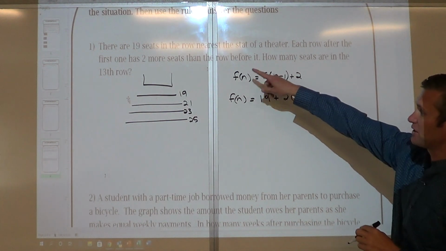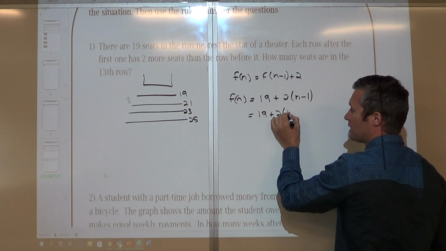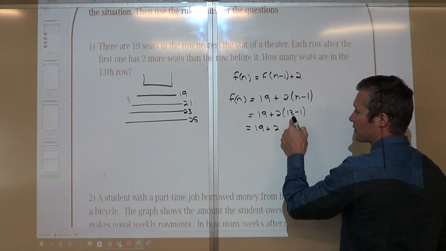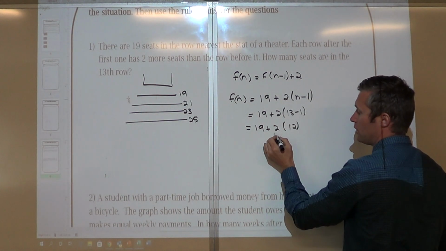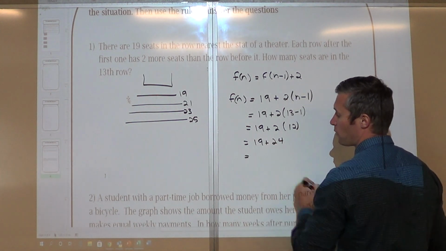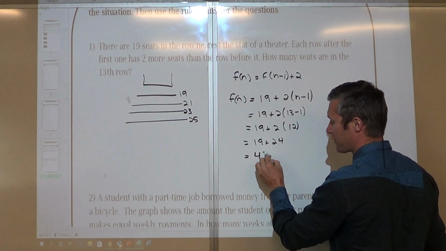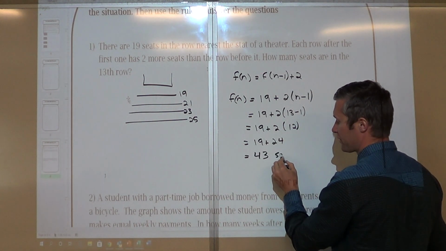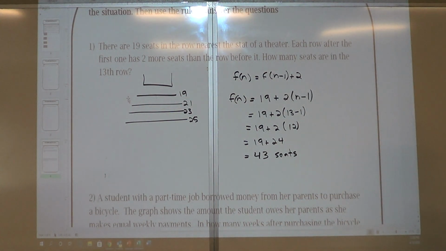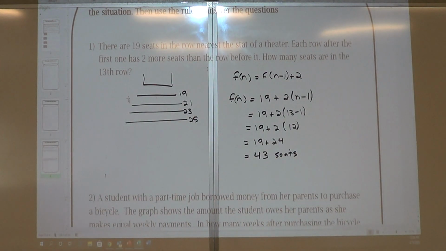So I want to know how many seats are there in the 13th row. So I go 19 plus 2 times 13 minus 1, which is 12. 12 times 2 is 24. And then 24 plus 19 would give me 43. So we know there are 43 seats in the 13th row. So I just wanted to show you this one.